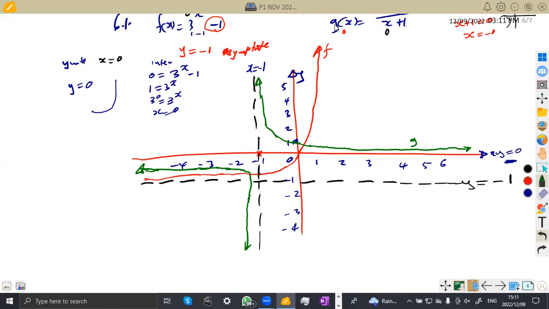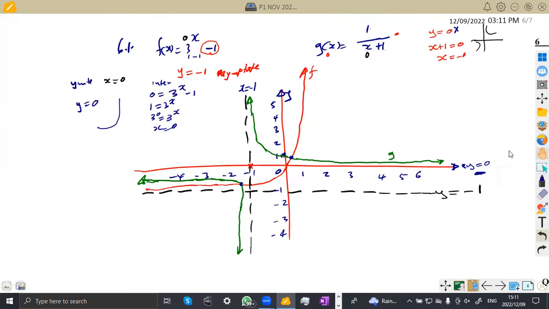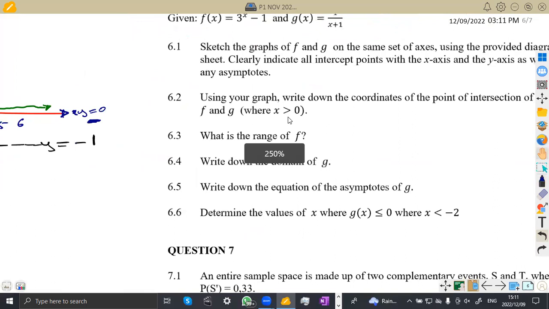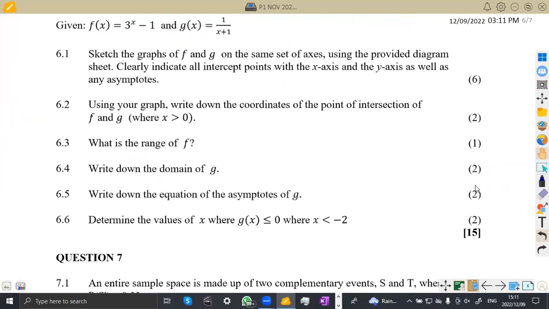So that was it, guys. We have got our F and we've got our G. As we can see, they will intersect at this point, and that's just an approximated point. We do not know if it is the exact point. All right, then after sketching the graphs on 6.2, we are now given, using your graph, write down the coordinates of the point of intersection.